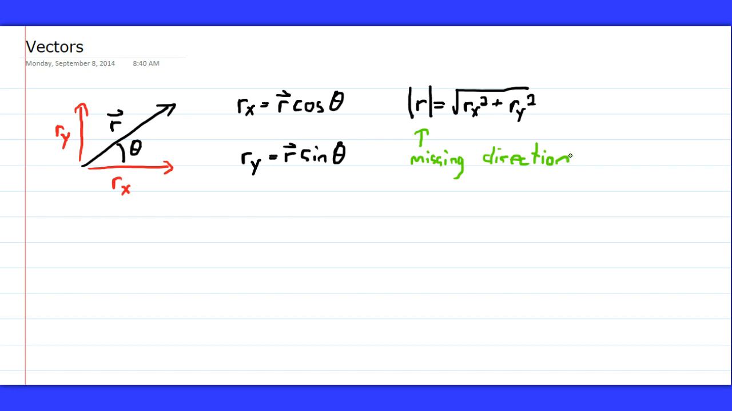It's just a distance. So in order to find the direction, I have to find the angle that it's pointed at. And I can find the angle using one of our trig functions. The easiest one in this case is going to be tangent theta, where tangent theta equals our y quantity over our x quantity. So we can solve for theta by saying theta equals inverse tangent of ry over rx. So hopefully this is all a review from last year.